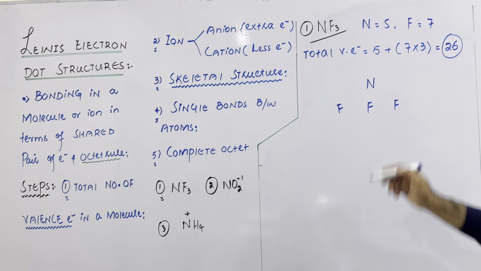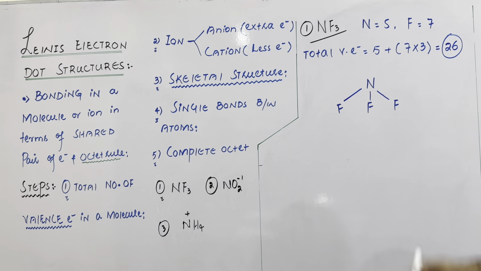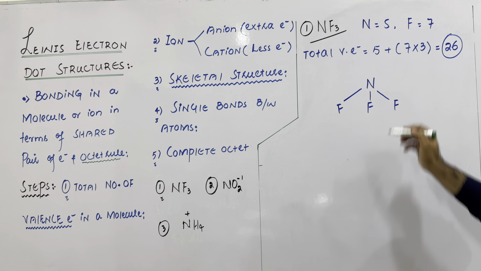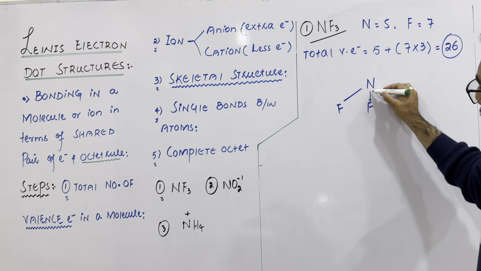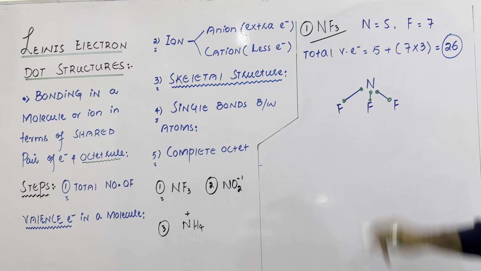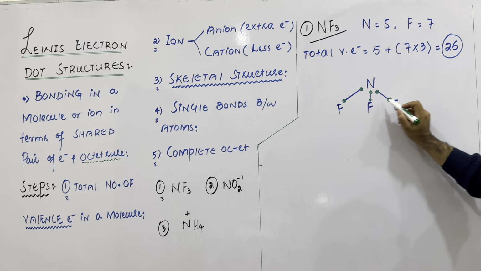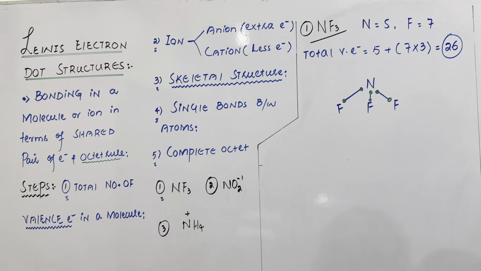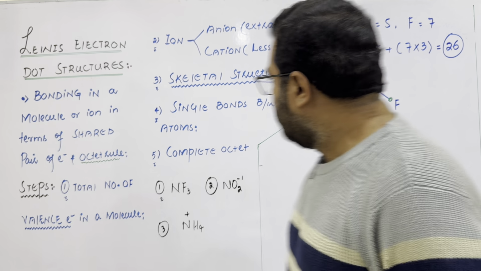Now join the atoms through single bonds. After joining the atoms through single bonds, you know, one single bond means one pair of electrons. So show that bonding pair. So 6 of the 26 valence electrons are used in bonding. Now there are remaining 20 electrons that will be distributed between the atoms to complete their octet.